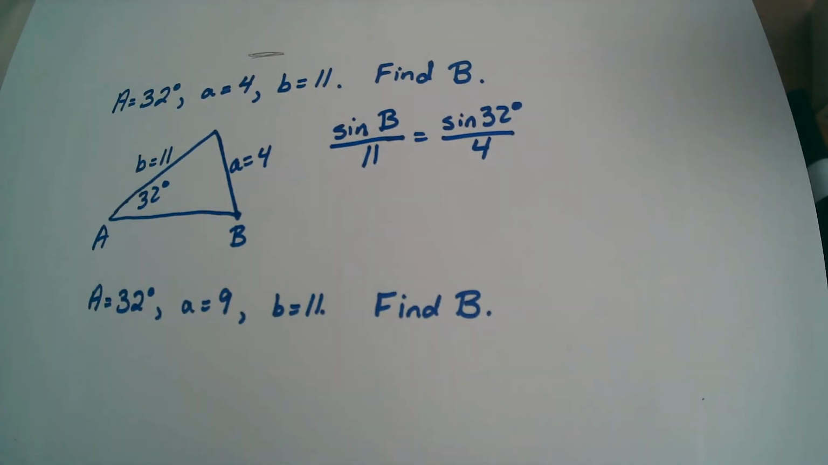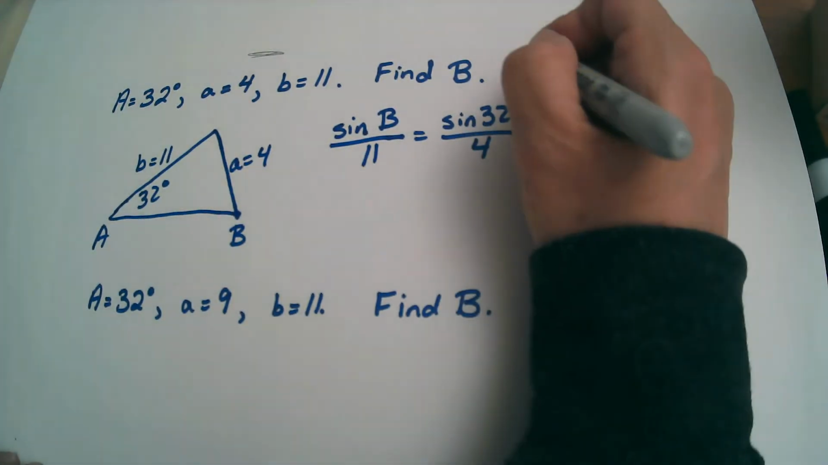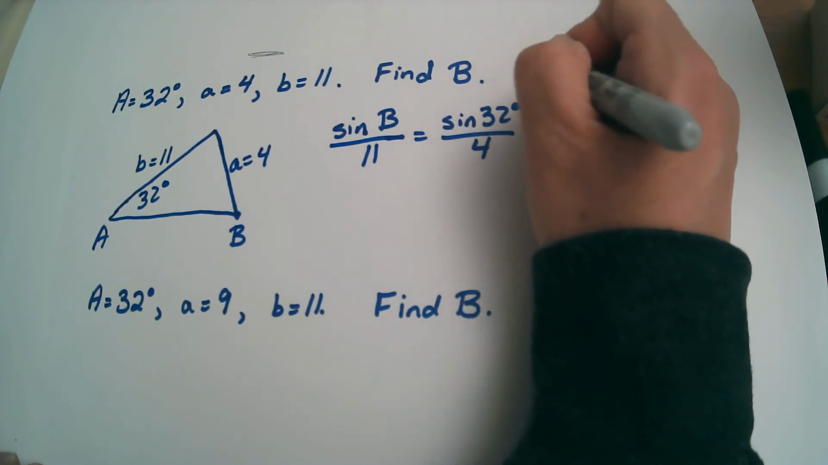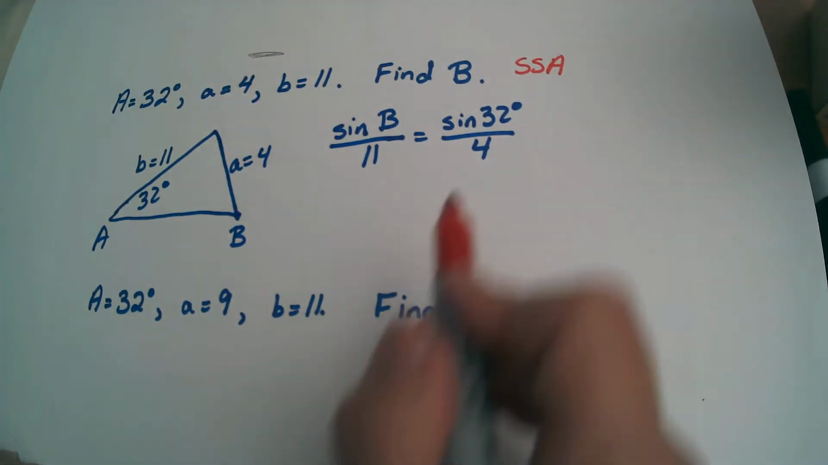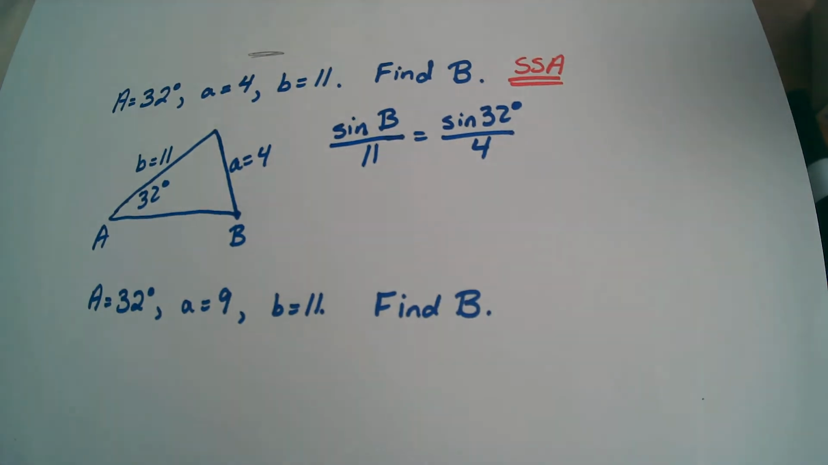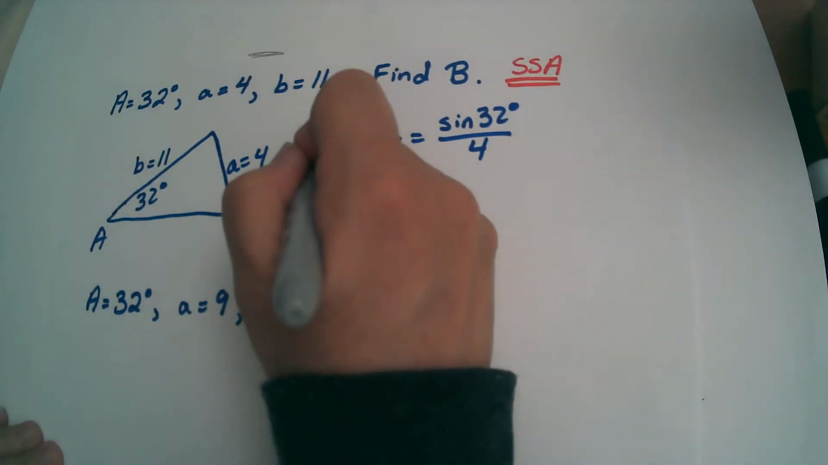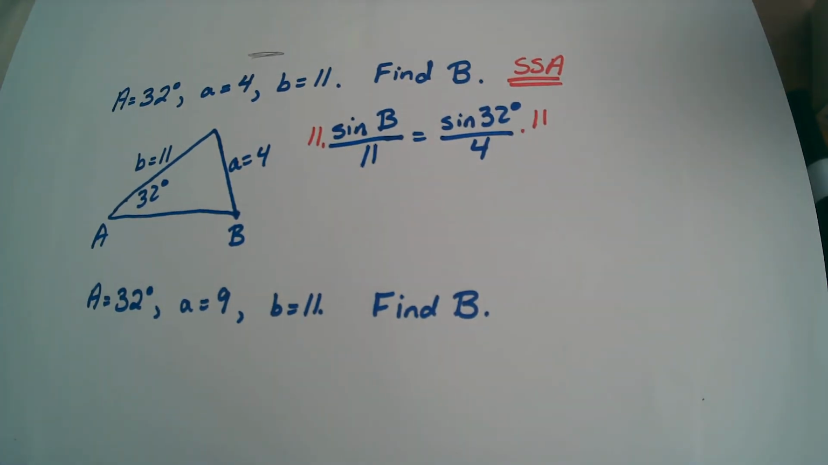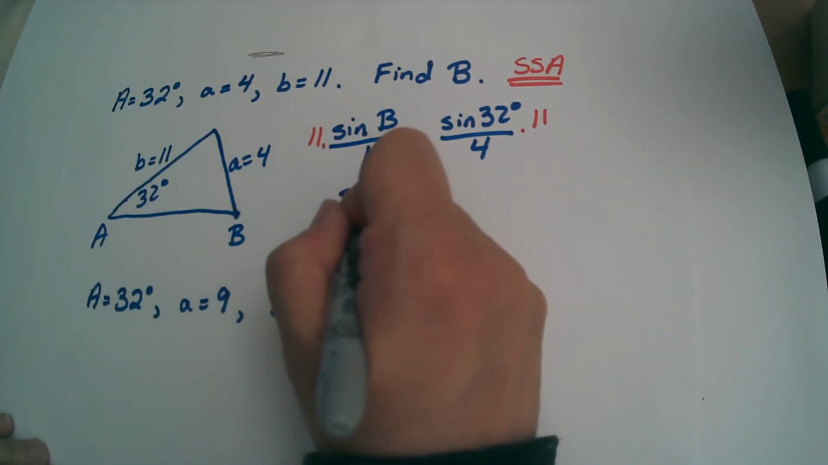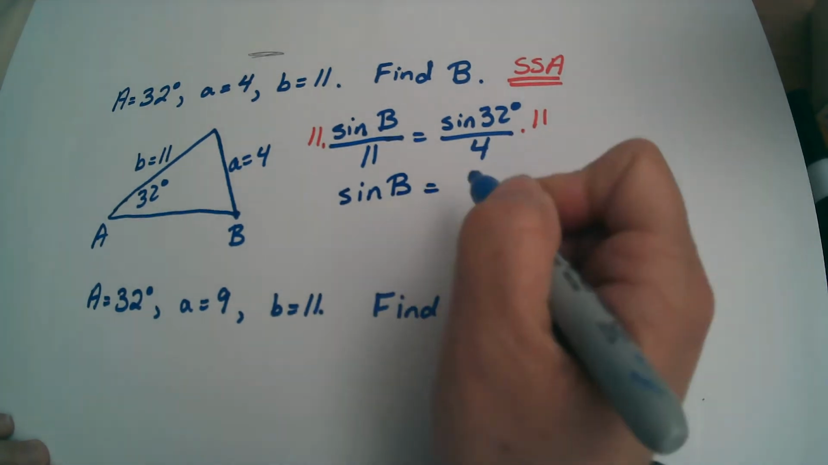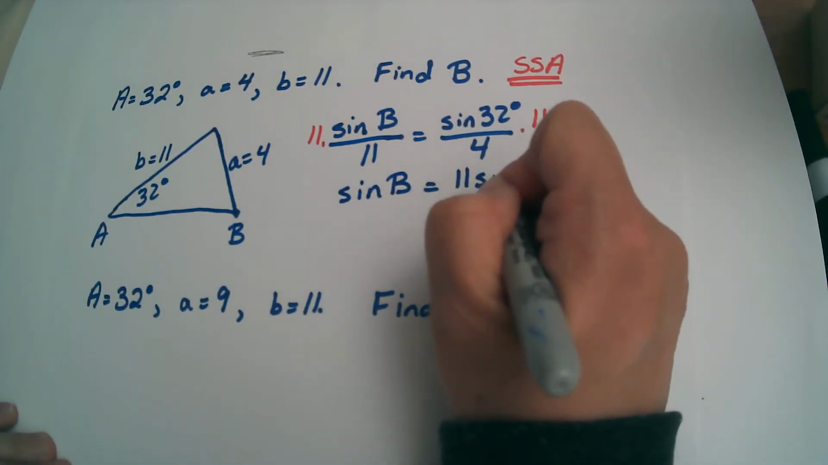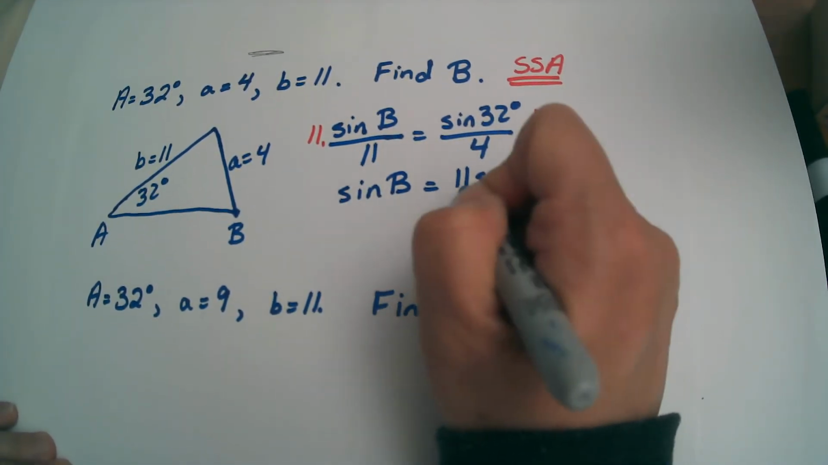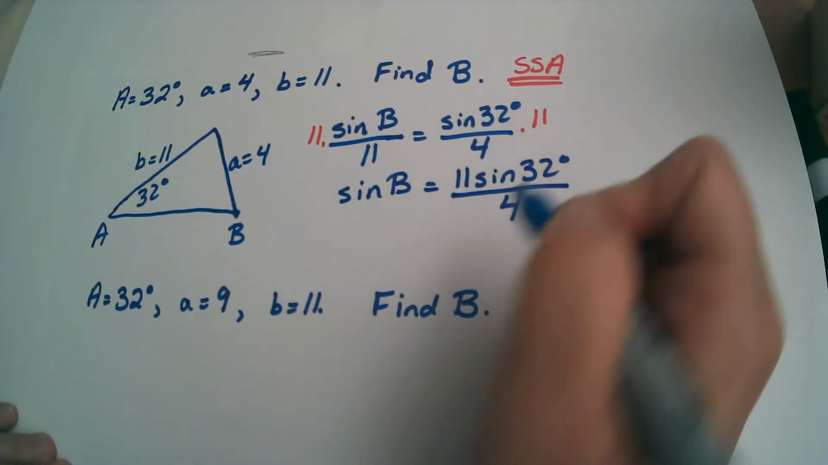And let me point out again that the information that we were given was these two sides and the angle that was not in between them. That is again the side-side angle scenario. If we multiply both sides by 11, we'll have the sine of B equals 11 times the sine of 32 degrees divided by 4.